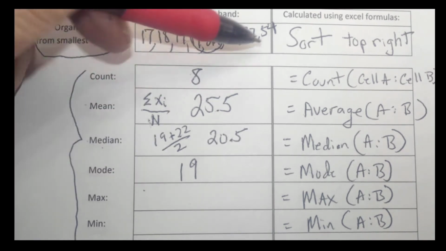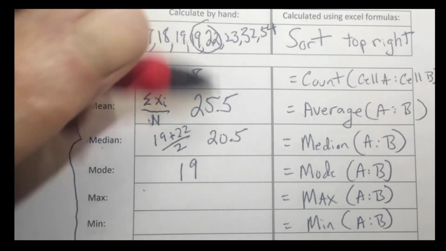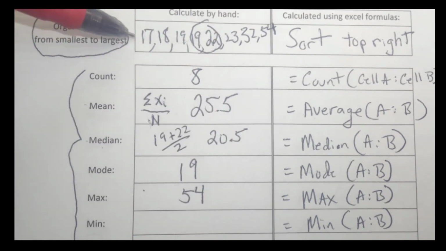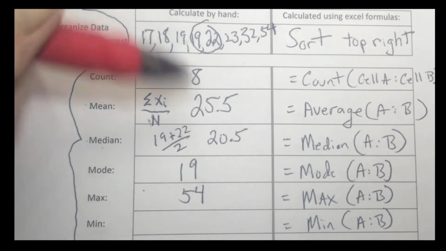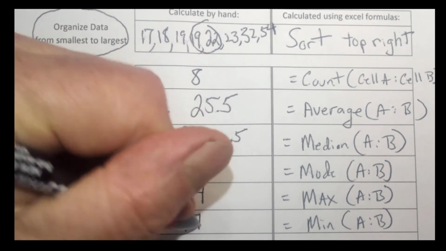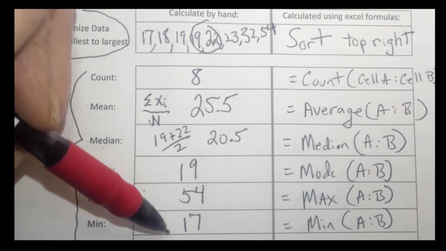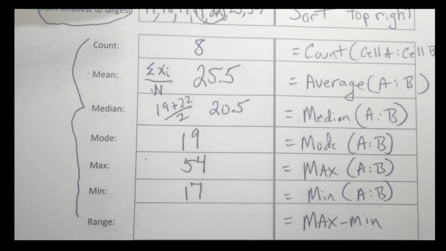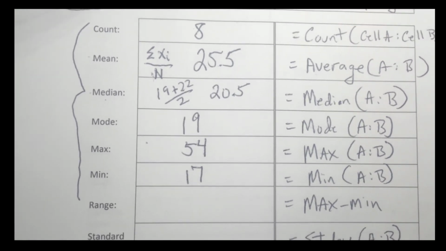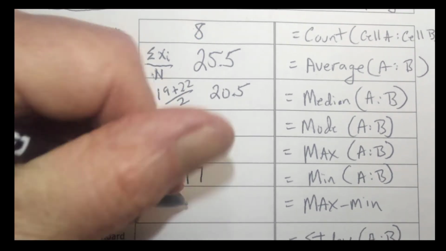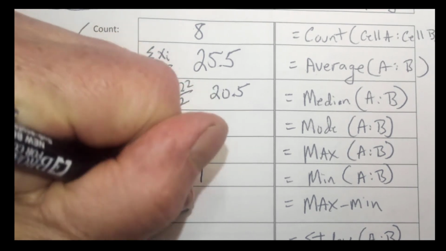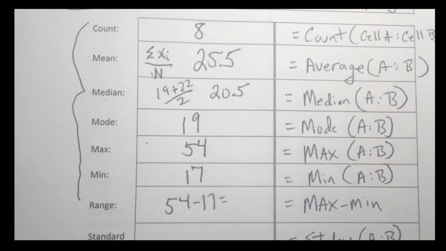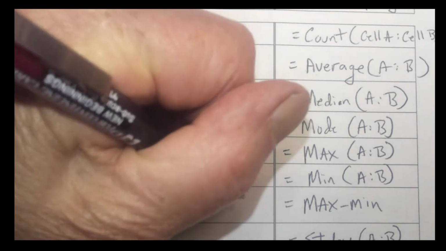The maximum is simply the highest data value in the set, which in this case is 54. The minimum is the smallest value in the data set. In this case, it's 17. The range is simply the max minus the min, which would be 54 minus 17, which should equal 37.